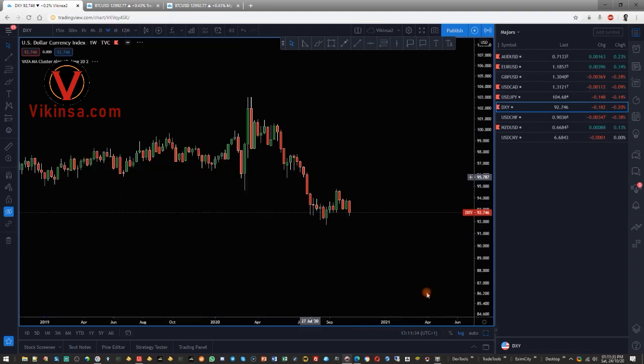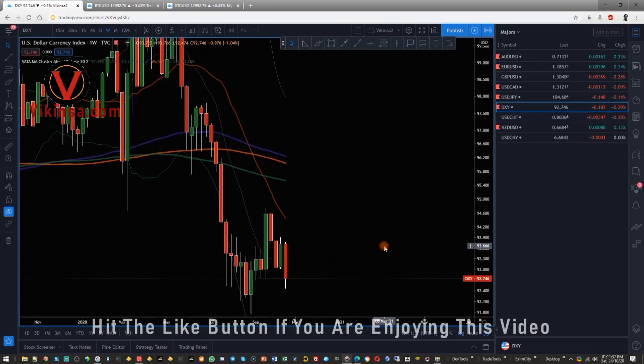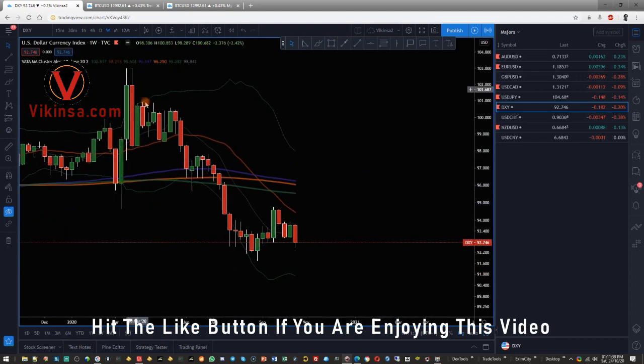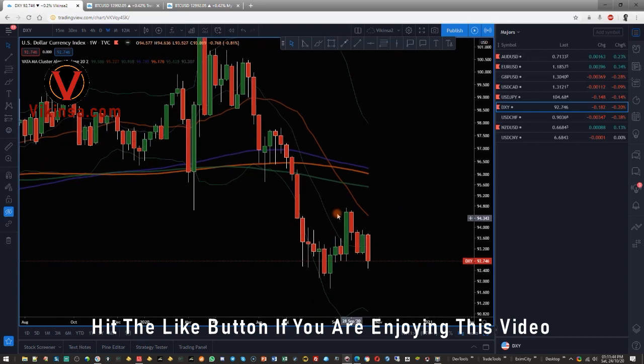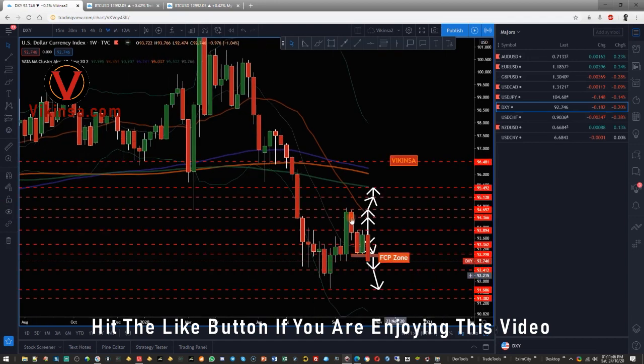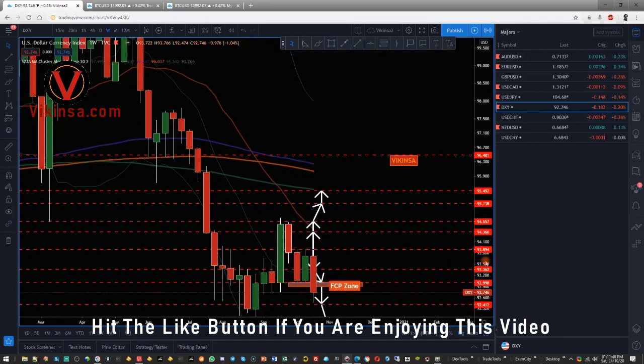So let's look at the weekly time frame. On the weekly time frame, we had an M pattern here, and that's why the market started to move upwards, and it reached a level which we identified here. These are all the levels that we identified. Now the market started to fall back down.